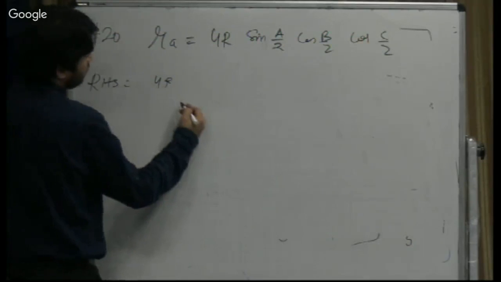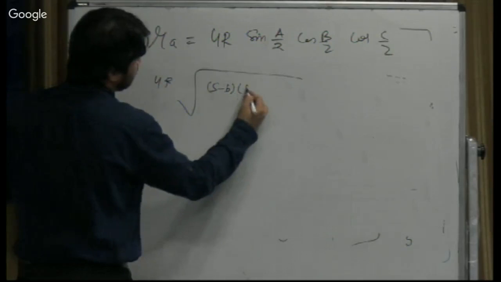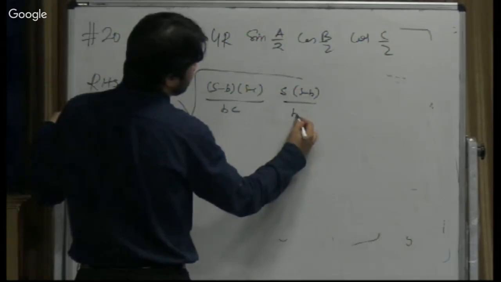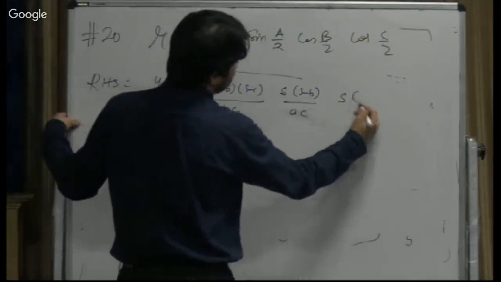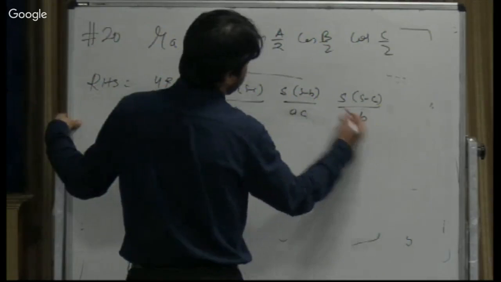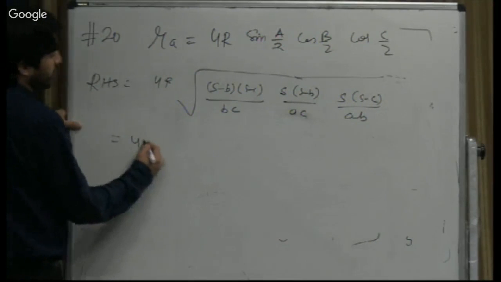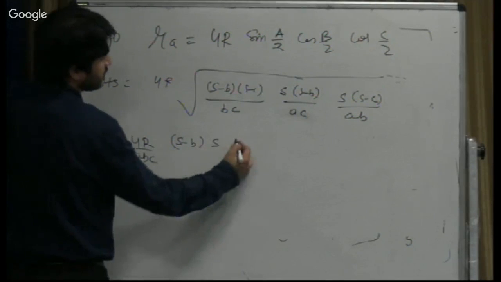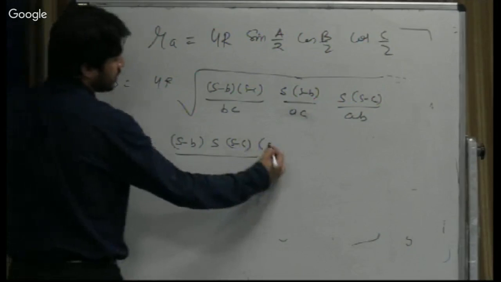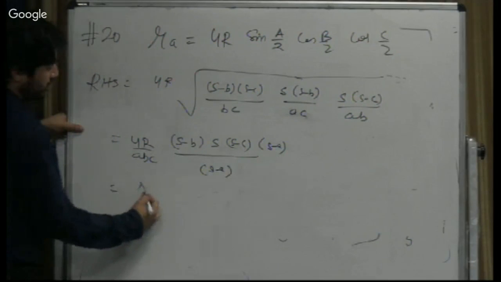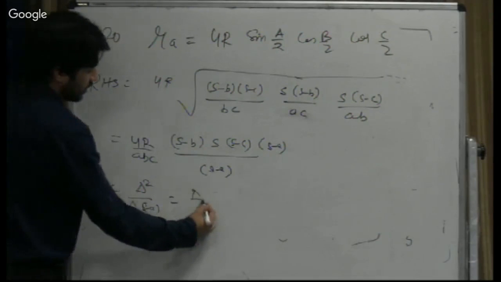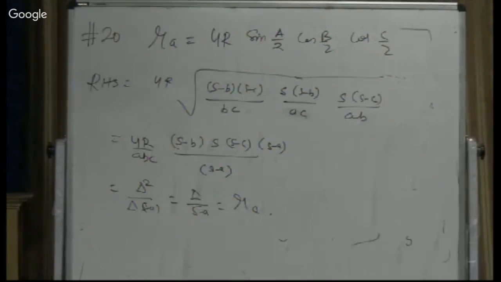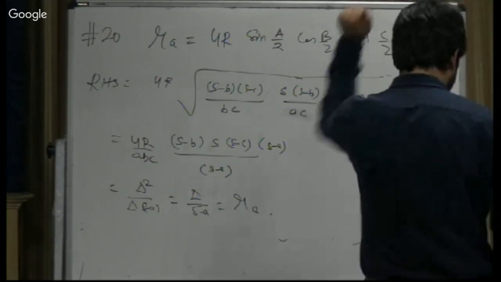सो आई कैन से 4r इंटू s माइनस b into s minus c by bc, s into s minus b by ac, s into s minus c by ab, ये होगा ना। तो आई कैन गेट rid of 4r by abc is equal to s minus b का स्क्वायर, मतलब s minus b बाहर आ गया, s स्क्वायर s भी बाहर आ गया, और s minus c भी बाहर आ गया। ठीक है, अब क्या करें, s minus a से मल्टीप्लाई डिवाइड, so I got delta square by delta into s minus a, so eventually I got. समझ में आया। So till 20 properties, anything is troubling you?